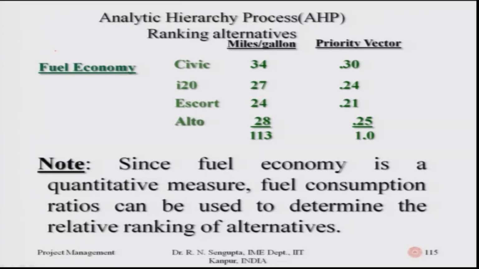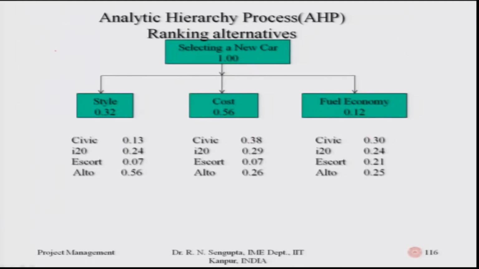Remember, double check the concept which you are trying to utilize, as I mentioned, whether you are using column normalization or row normalization, and at the end of the day the sum should be 1. So, note, since fuel economy is a quantitative measure, fuel consumption ratios can be used to determine the relative ranking of the alternatives. So, what we have done is based on that only.